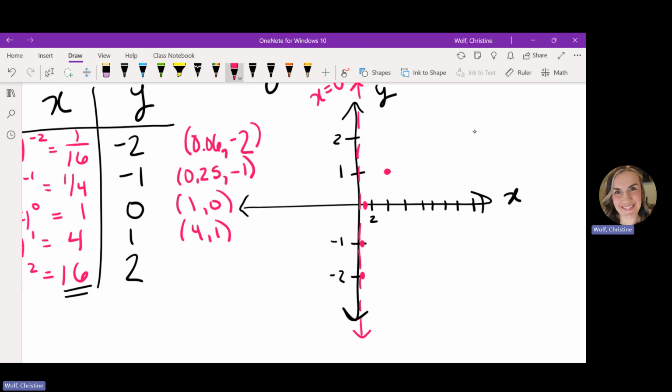So 16 was way out there. And now you can see you're trending. There's your curve. You approach the asymptote, but don't touch it. And that's the inverse function.